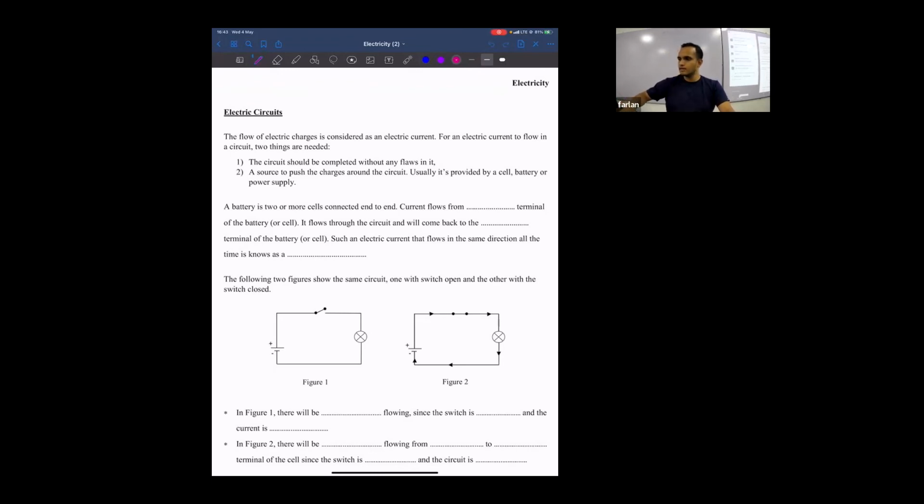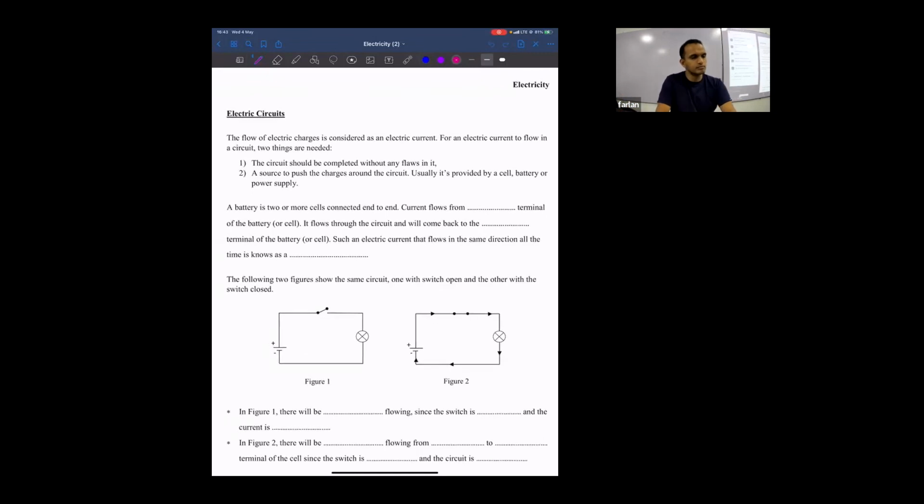Okay. The tube is sent in the mail. Check the mail. Electrons are negatively charged. So as a result of these electrons flowing, we say that there is an electric current.